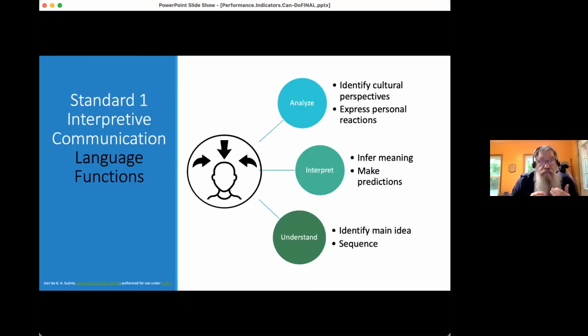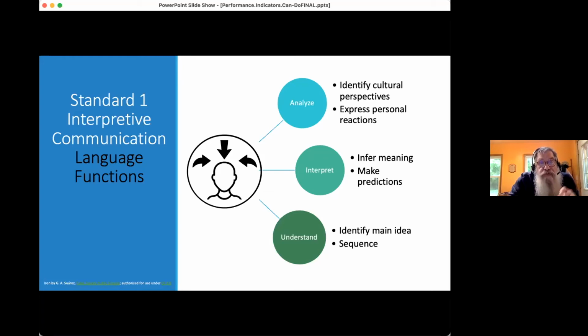So again, we revisit our standards. We're going to always lead with our language functions that are embedded in the standard. So what are the language functions for interpretive communication? Understand, interpret, analyze. And how do these manifest themselves? How do these evidence themselves? Well, understand can be sequencing events or identifying a main idea. Interpreting can include making predictions, inferring meaning. Analyze can be expressing personal reactions or identifying cultural perspectives.